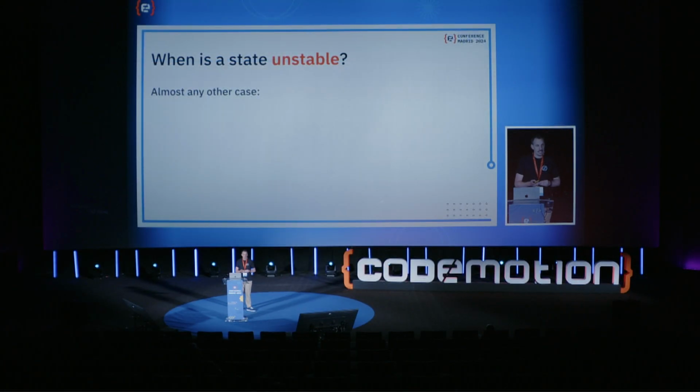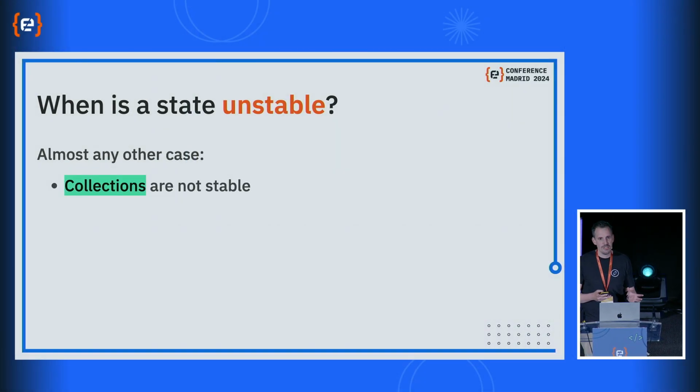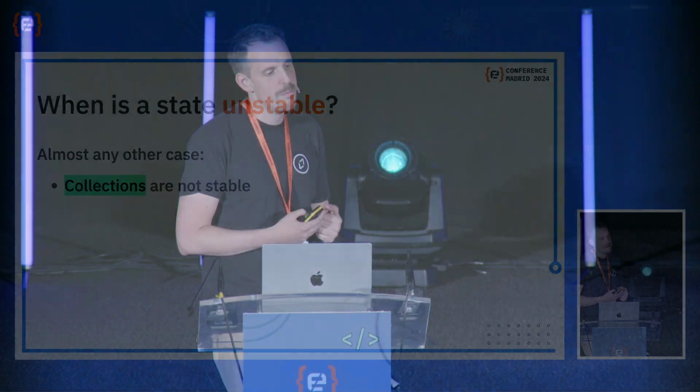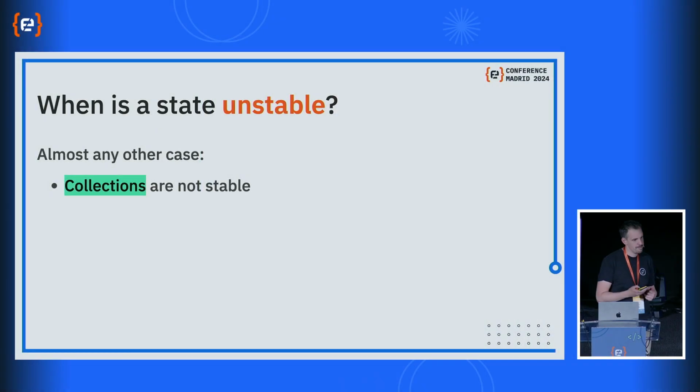When is a state unstable? Well, almost in any other case. We can think that stability is the normal thing, the regular thing in Compose, but it's the other way around. Most of the states that you're probably using right now in Compose are unstable. And that doesn't need to be a problem. We'll talk a little more about it later. But for instance, collections are not stable. Any composable that receives a collection cannot skip recompositions. So it will be recomposed every time their parents need to be recomposed.